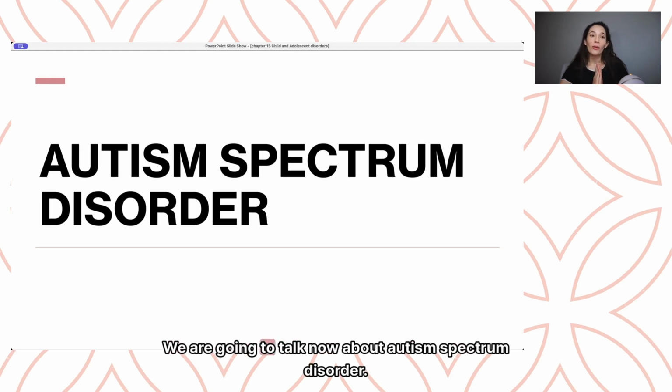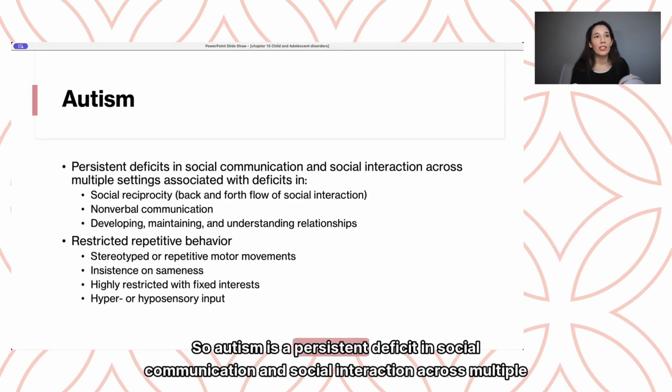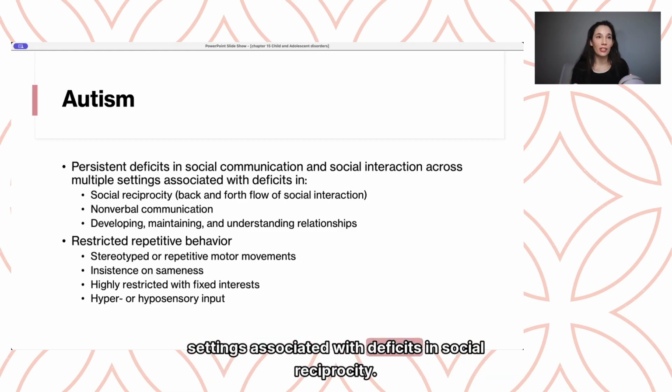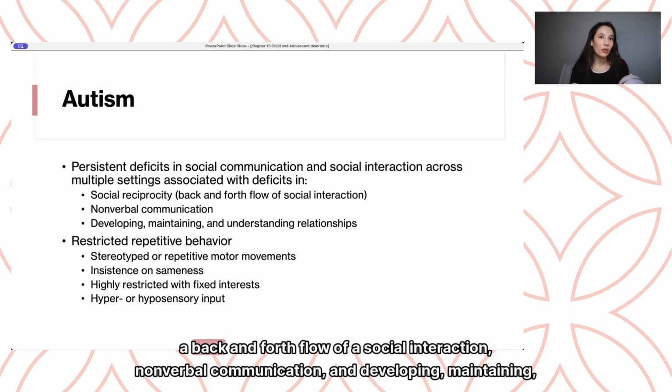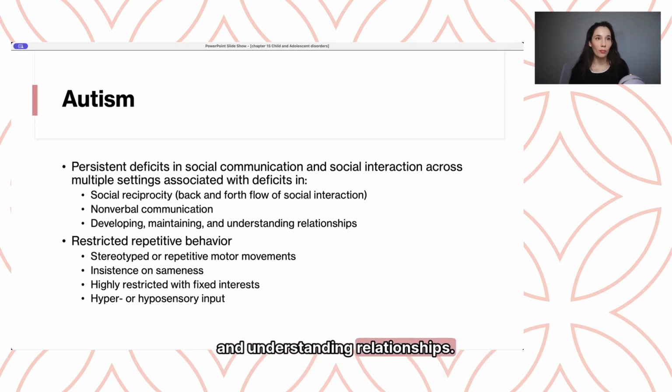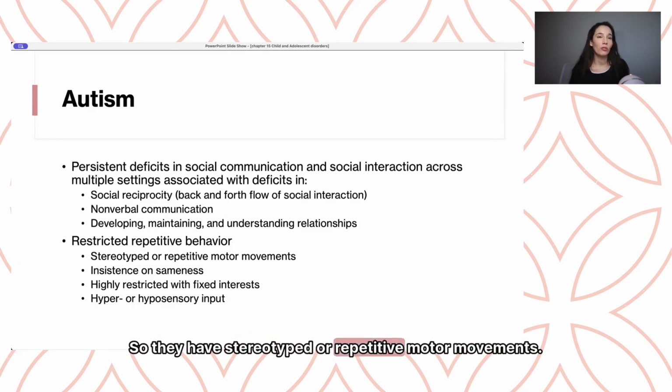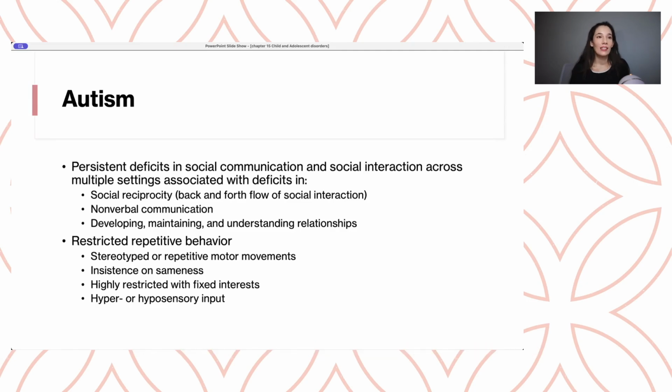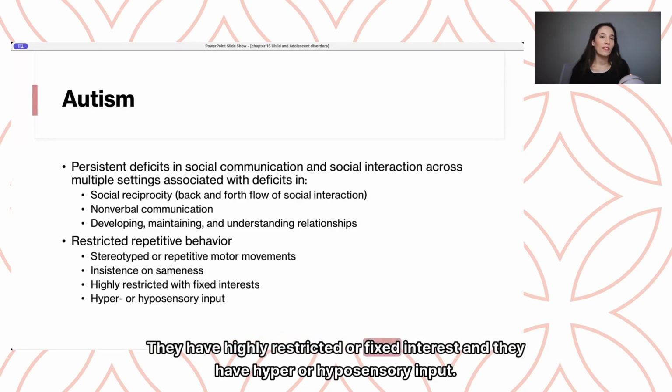So that is ADHD. We are going to talk now about autism spectrum disorder. So autism is a persistent deficit in social communication and social interaction across multiple settings associated with deficits in social reciprocity, so a back and forth flow of a social interaction, nonverbal communication, and developing, maintaining, and understanding relationships. There's also restrictive, repetitive behaviors. So they have stereotyped or repetitive motor movements. They are very insistent on sameness. They have highly restricted or fixed interests, and they have hyper or hyposensory input.